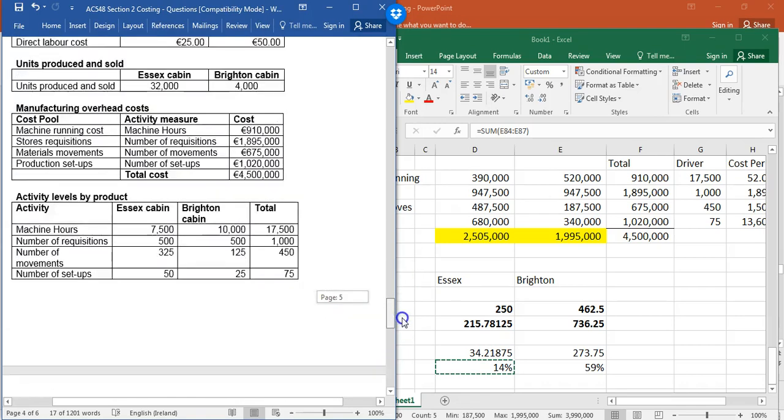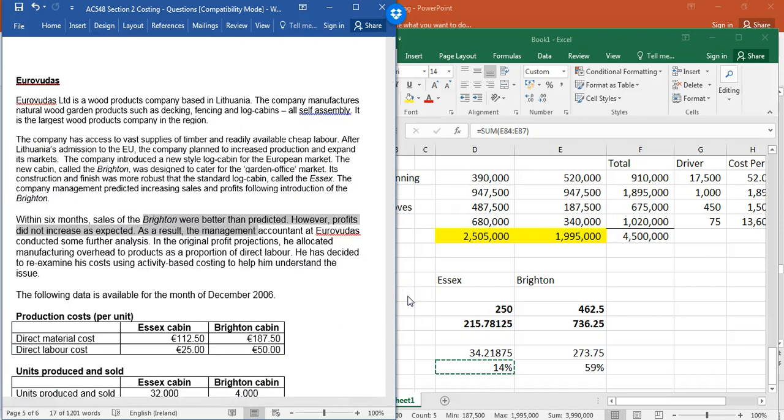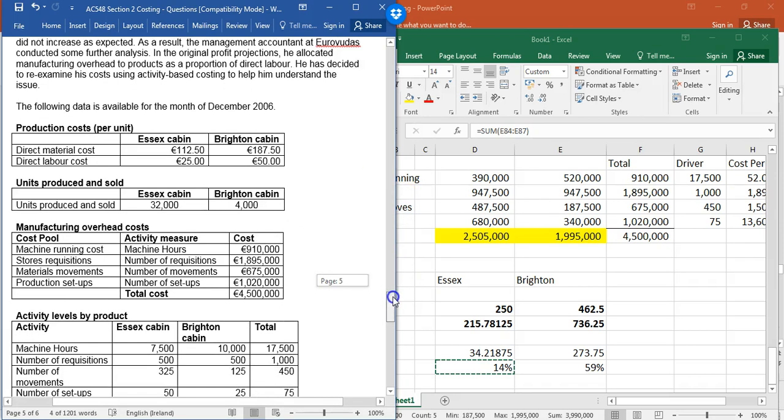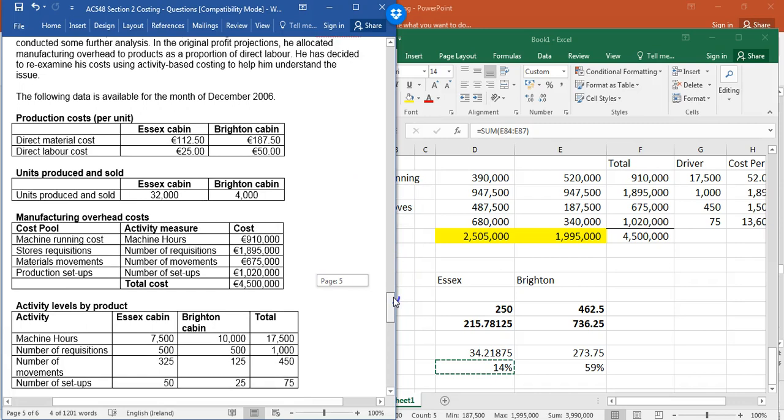So any additional factors. There's plenty of reasons that are valid, and I give plenty of credit if you give a valid and justified reason. So some of the issues that you might identify will be, well, actually, there may have been, to some extent, cannibalization of sales. Yeah, you might have sold a lot more of the Brighton one, but maybe you didn't sell as much of the Essex cabin, because some of the Brighton cabin sales took away from other products. So one valid reason. The other one could be, we've only really looked at manufacturing overheads here.